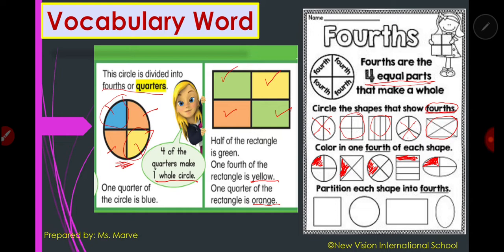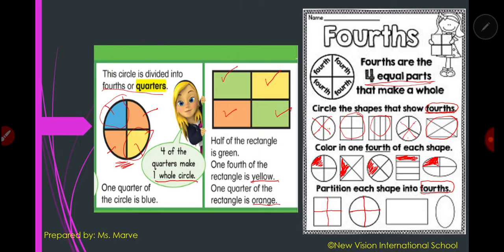All right. So, below, we are going to partition each shape into fourths or quarters. Okay? So, you will divide each shape into 4 equal parts. Okay, the first one, we have a square. I will divide it this and this. And then the circle, I'll divide it into 4 equal parts. Can you do the rectangle and the other one? Once you're done, you can take a picture and send it to our group.